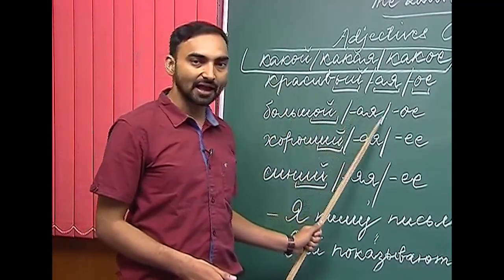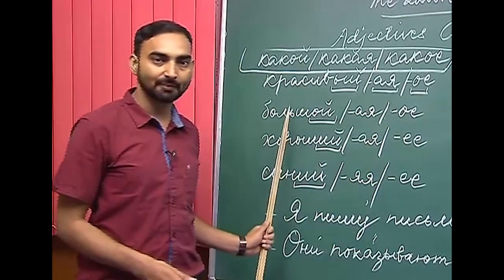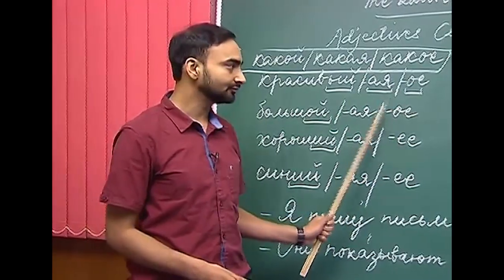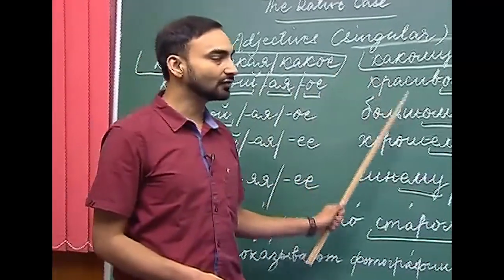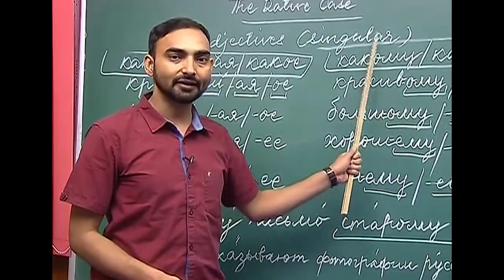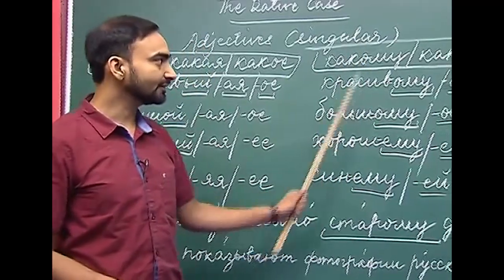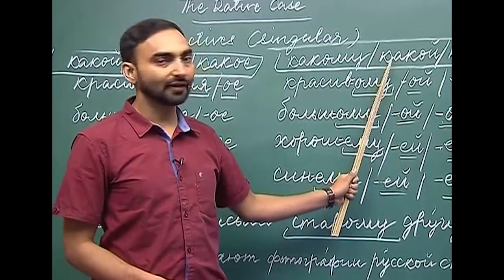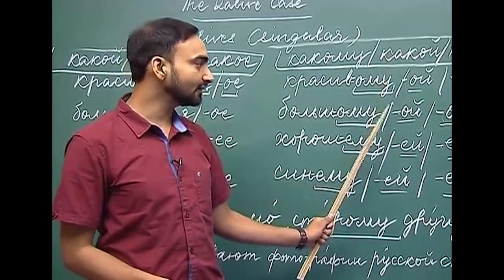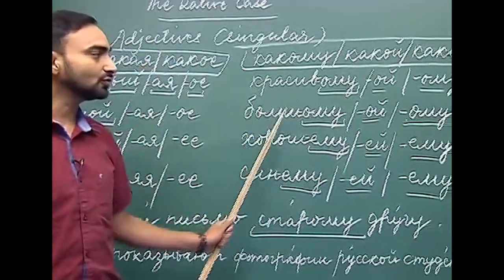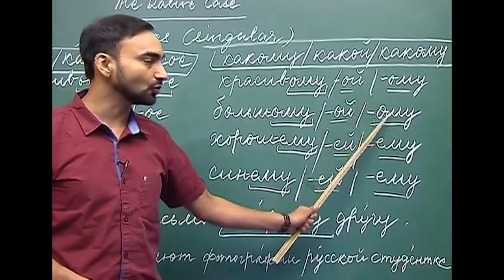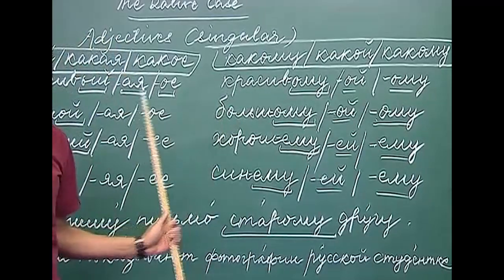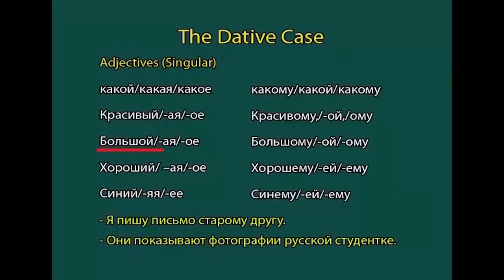Bolshoi, bolshaya and bolshoe: bolshoi is masculine, bolshaya feminine and bolshoe neuter. Bolshoi turns into bolshomu in the dative case, which is masculine, and bolshoi when it answers the question kakoi. This is the feminine form, bolshoi. So, these are the three forms of bolshoi in the dative case.